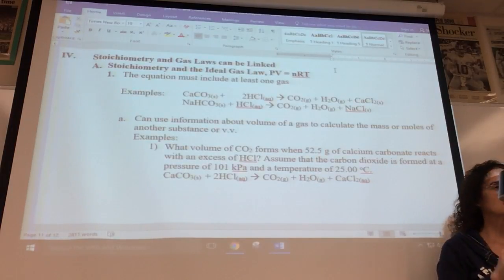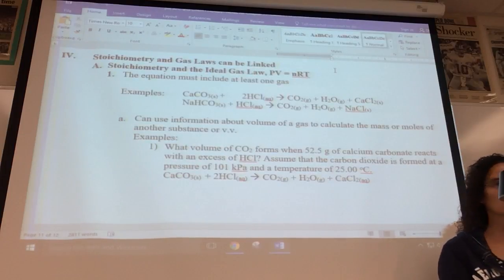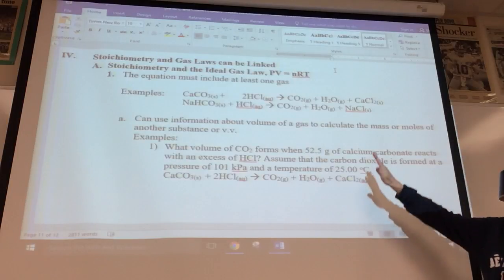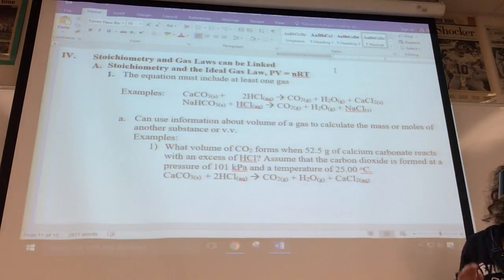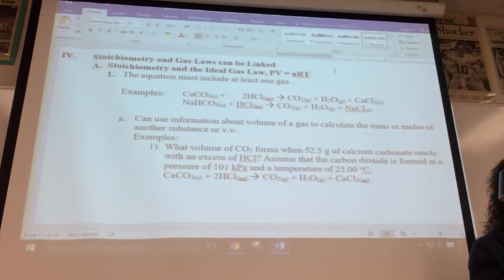we are going to link stoichiometry to two different gas laws today. So this is going to review your stoichiometry chapter. Stoichiometry is very much a building block for many, many aspects of chemistry that we talk about this year. Most of you have extremely strong stoichiometry skills, which is going to help. Some of you need to strengthen those skills. We're going to link first stoichiometry to the ideal gas law. Ideal gas law is PV equals nRT.